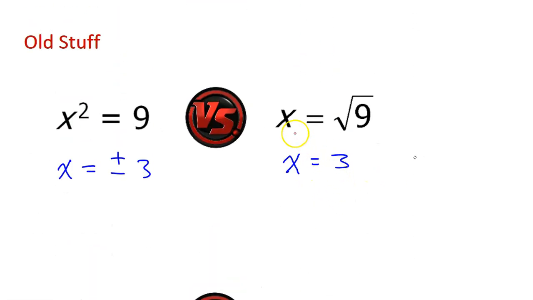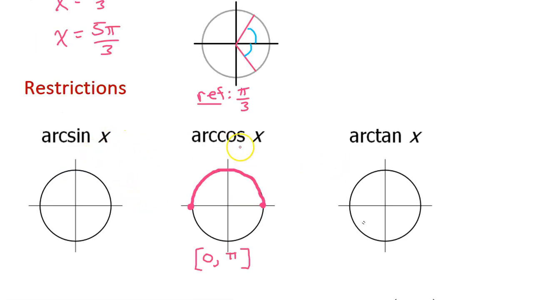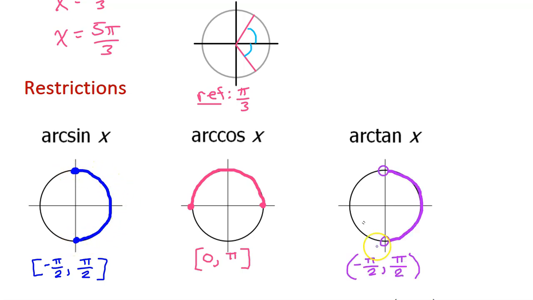When it came to x equals the square root of 9, the restriction was only the positive solution, not the negative. Each inverse trig function has its own set of restrictions, and you just have to memorize them. The output values for arc cosine are only allowed to be in the first and second quadrants between 0 and pi. The output values for arcsine are only allowed to be in the first and fourth quadrants between negative pi over 2 and positive pi over 2. The range for arctangent is almost the same as for arcsine, except the endpoints are not included.